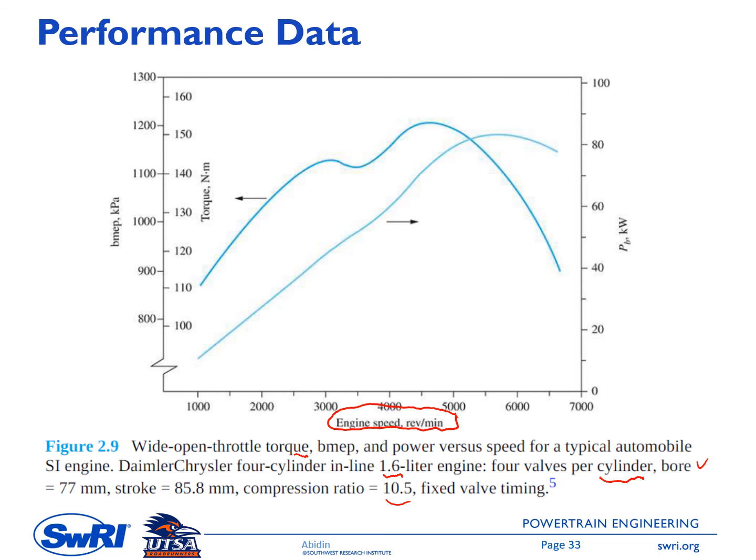You can see that the engine power increases and reaches the maximum at around 6,000 RPM here. And this is the torque and BMEP plot. Let me put it right. Usually the plot will be like this, smooth like this one.